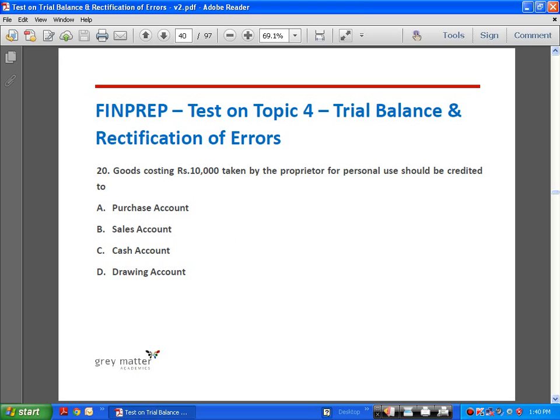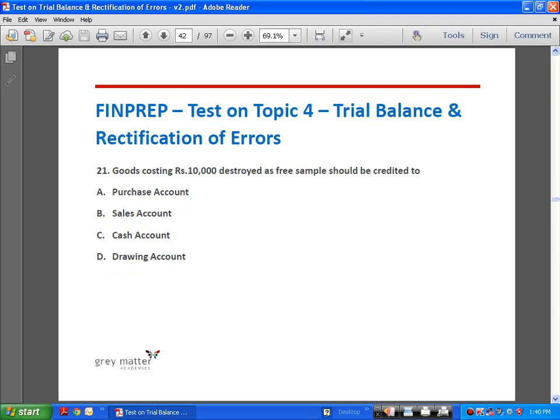Goods costing rupees 10,000 taken by the proprietor for personal use should be credited to the purchases account. So the entry to be passed is drawings account debit to purchases. Similarly, when you give goods as charity, it has to be credited to the purchases account. The entry will be charity account debit or miscellaneous expenditure account debit to purchases account.